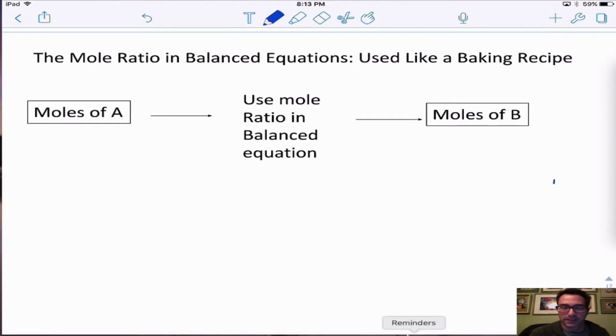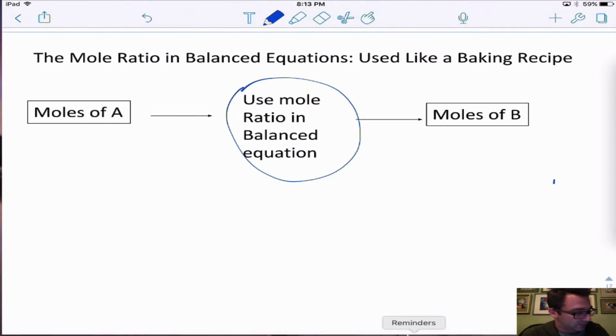Alright, welcome everybody. Today we're going to talk about using balanced equations to calculate amounts of quantities that are either reacted or produced. The way that we do this is we always use something called a mole ratio in a balanced equation. Understanding what it is and how it works is really key to this next and pretty much last part of the chapter.